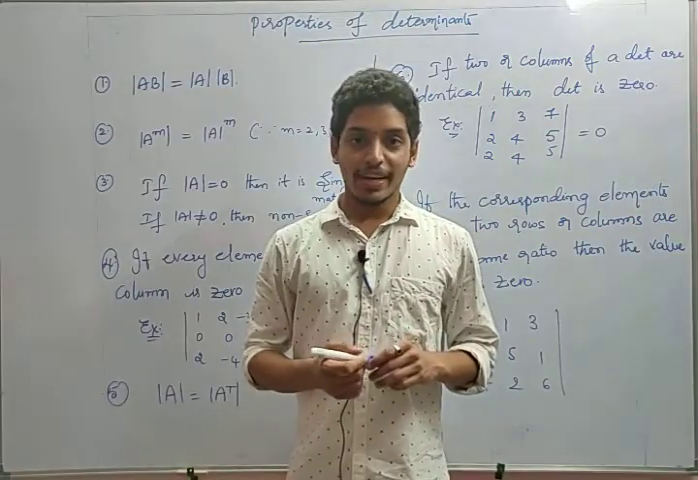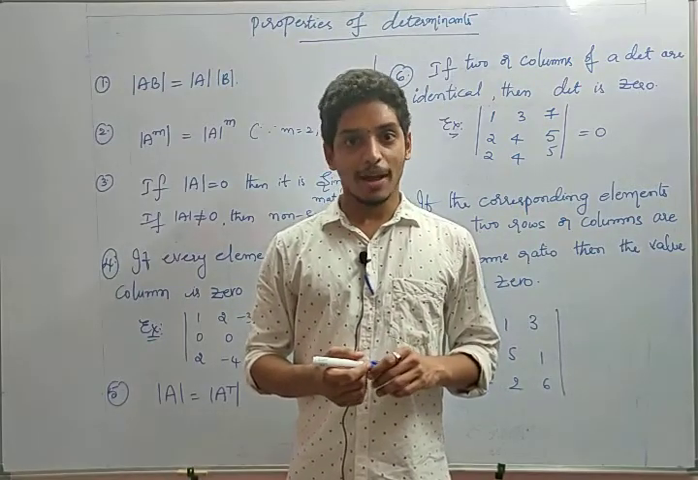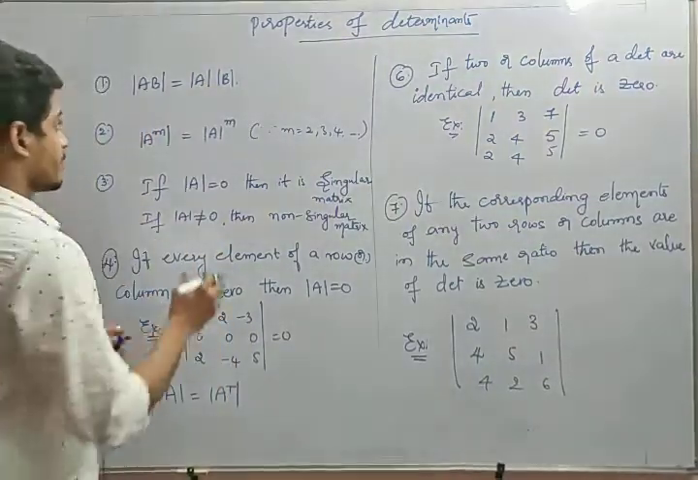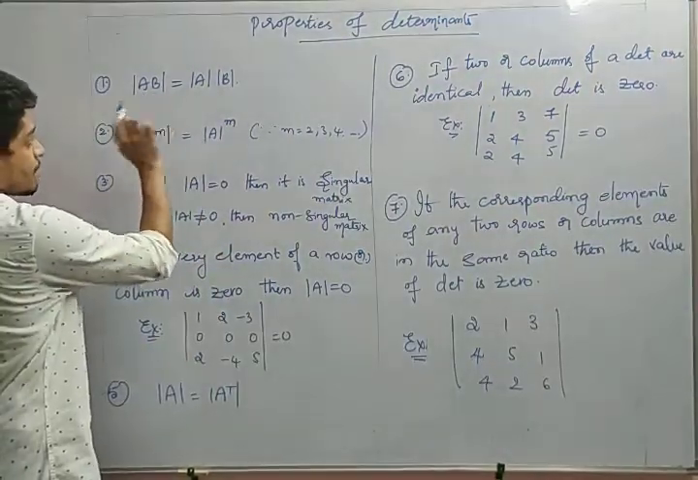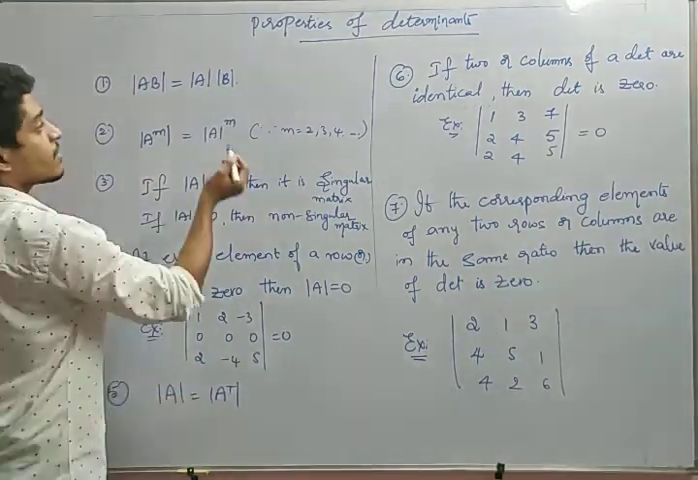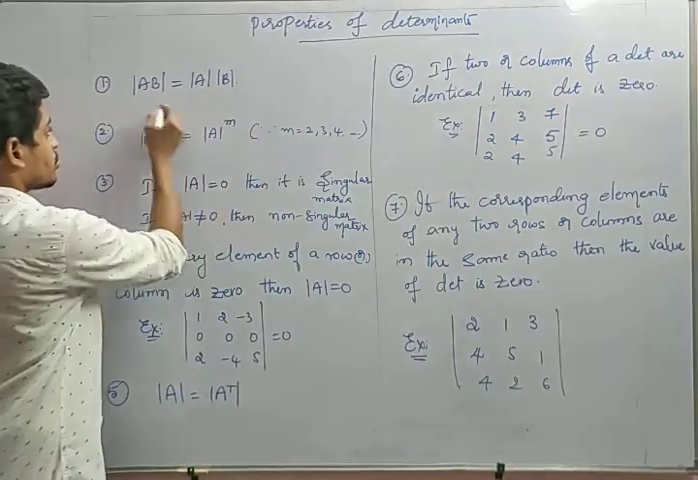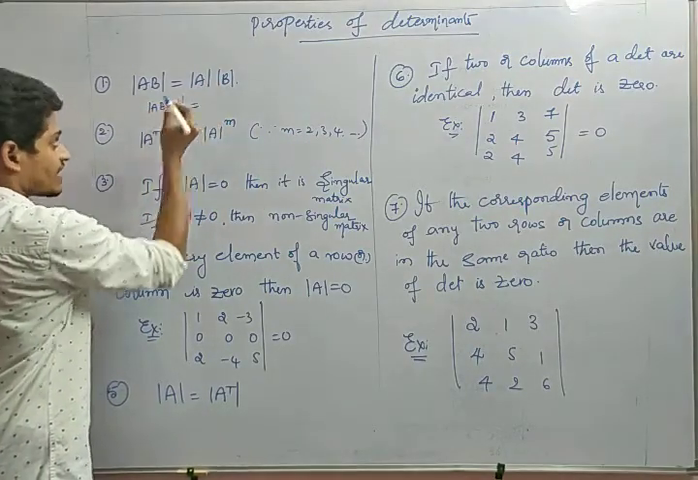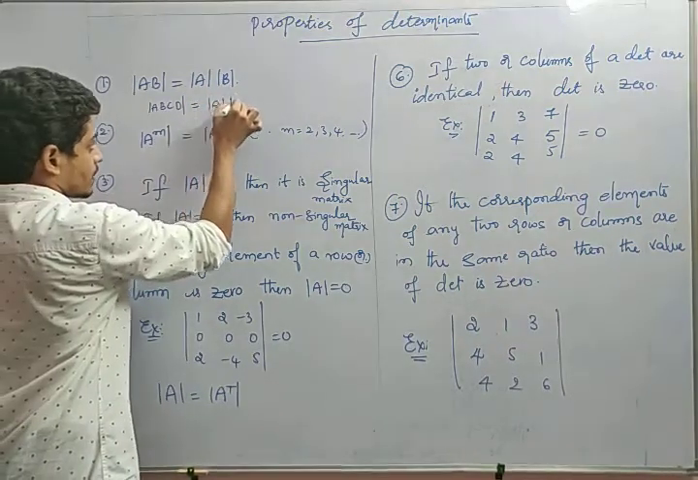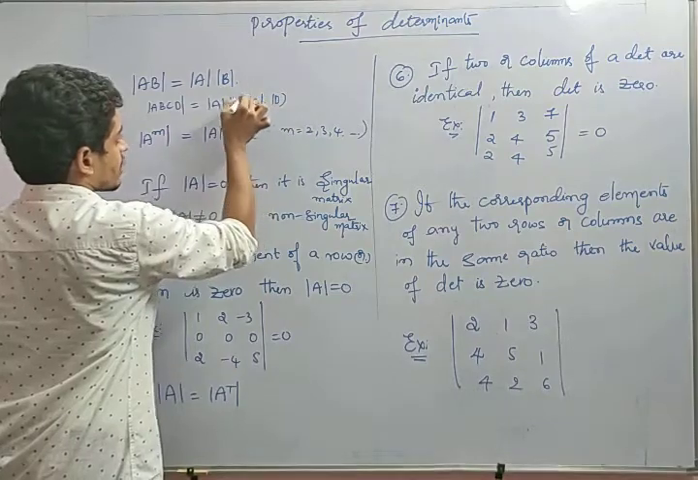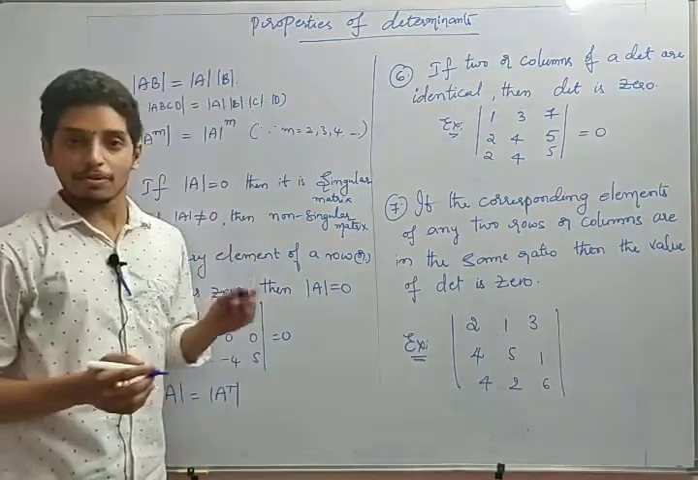Now let us see the properties of determinants. See friends, the first property: determinant of AB equals determinant A into determinant B. This can also be extended: suppose determinant of ABCD, we can write it as determinant A into determinant B into determinant C into determinant D. We can write it in this way also, right? This is one of the properties.